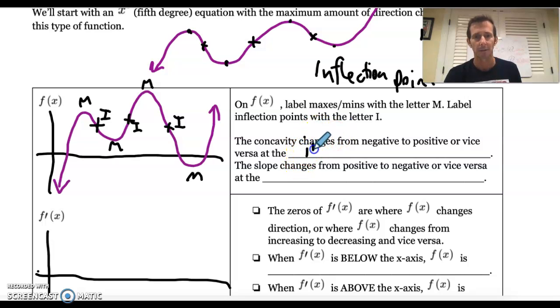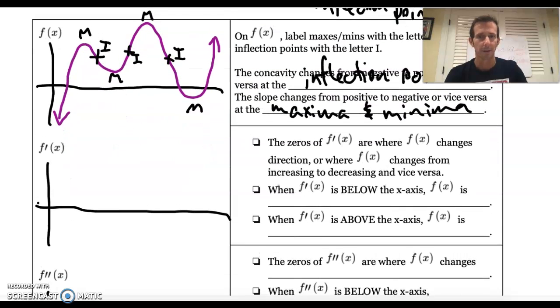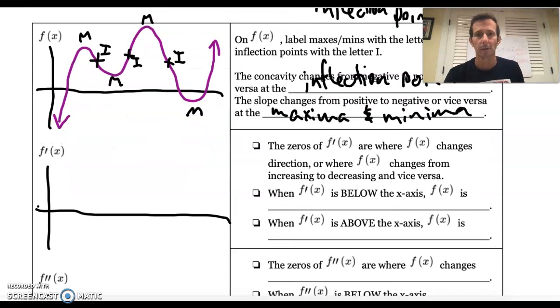That's a big deal. That's going to be helpful. So inflection points. And the slope changes from positive to negative or vice versa at our maxima and minima. We already knew that. That's what we've been focusing on as we've gone through stuff so far. So as I go up and increase and then turn down, decrease, that's where I have a max or a min. All right, so now we're going to carry our graph down. And what we learned already is that anywhere there was a max or a min, I could come down here and it'd be a 0 on my derivative because the derivative is 0.